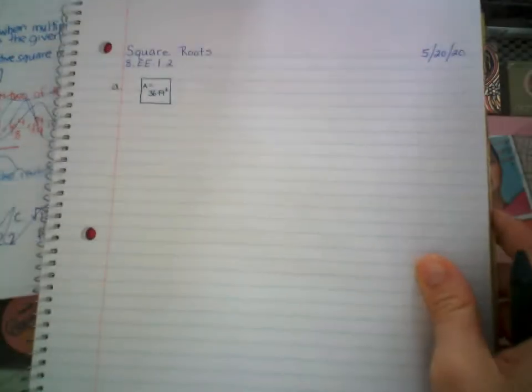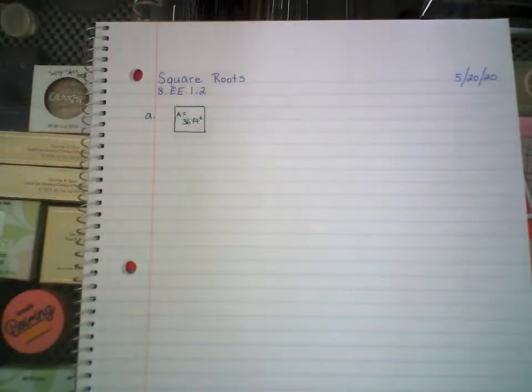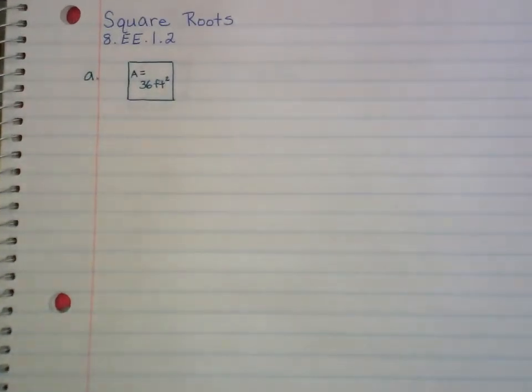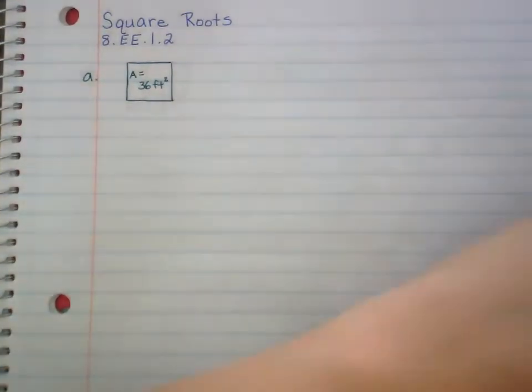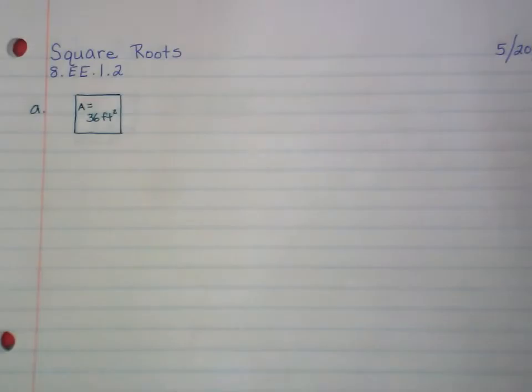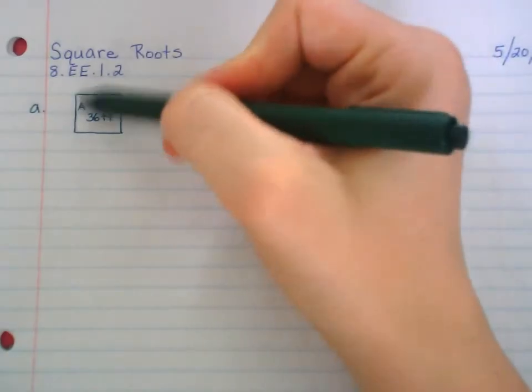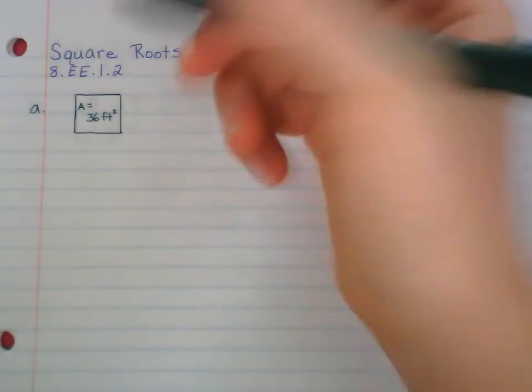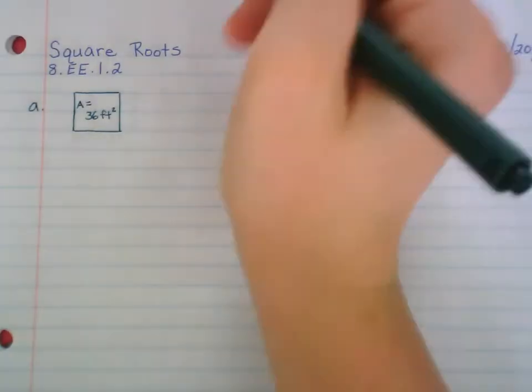So, let's do this. Okay, let me zoom in. So, square roots. And I think we talked about this maybe earlier in the year. I know I mentioned it in an exponent video last week, but let's talk about it. So, let's say we have this square, okay, and the area of this square is 36 feet squared.